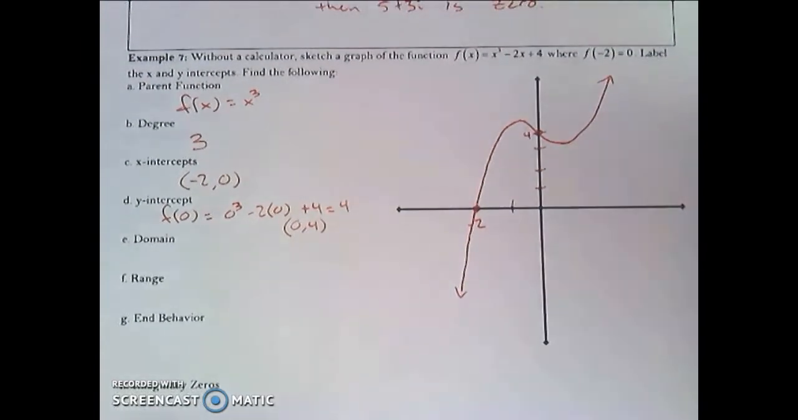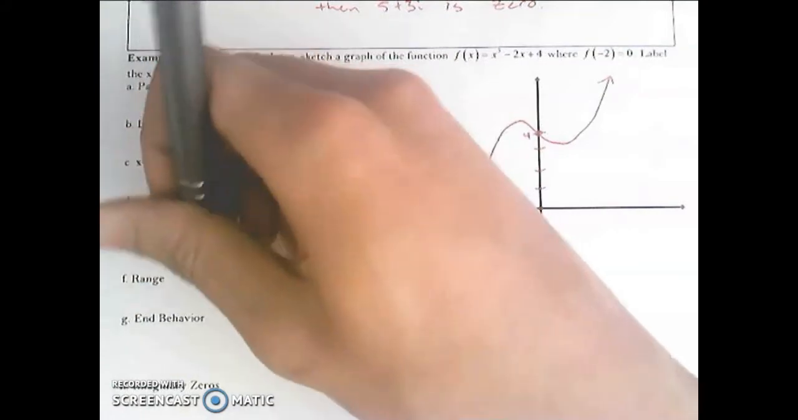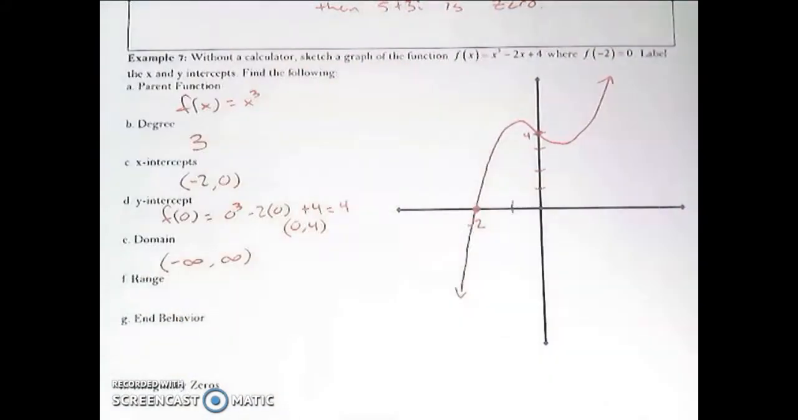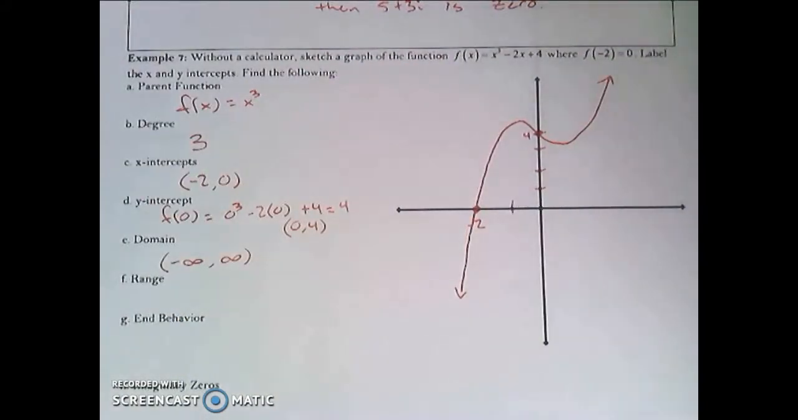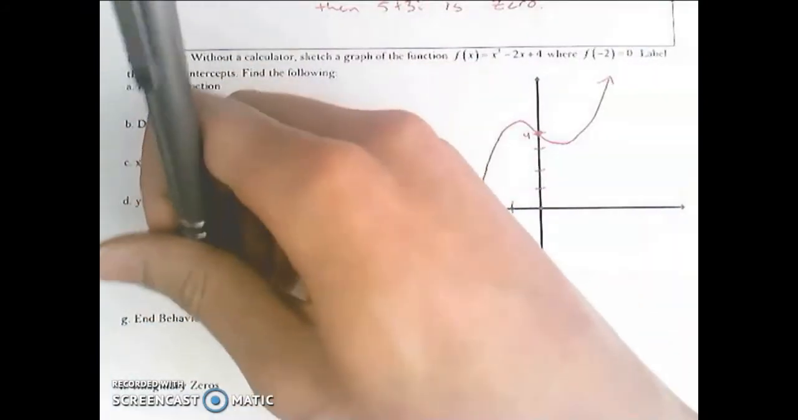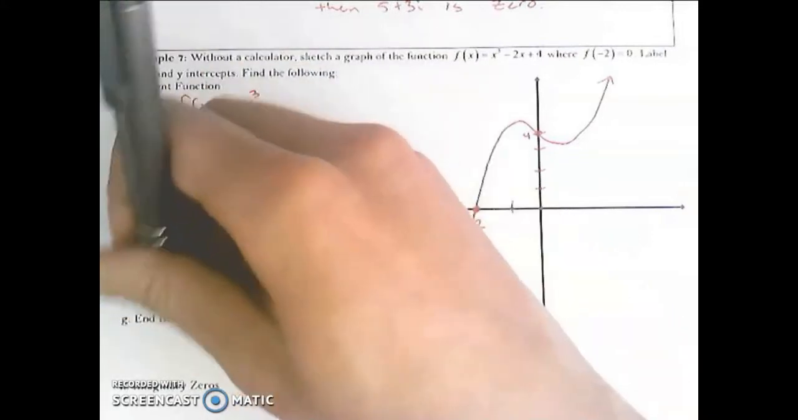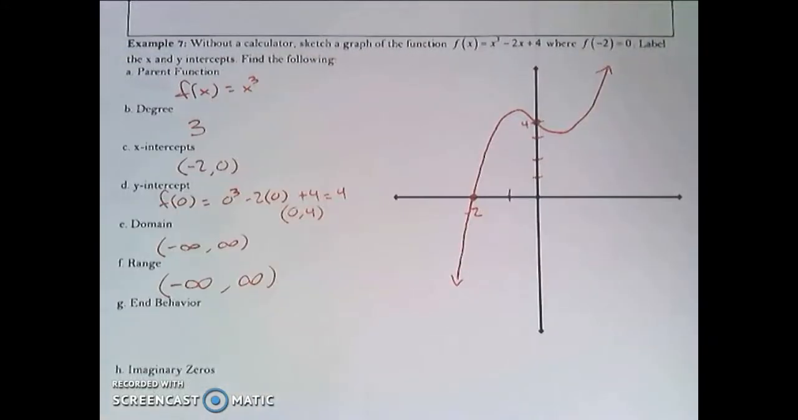The domain of this function is from negative infinity to infinity. So all real numbers. The range, is there any number that isn't hit by the function? Nope. So our range is also all real numbers. That's true for any odd degree polynomial.